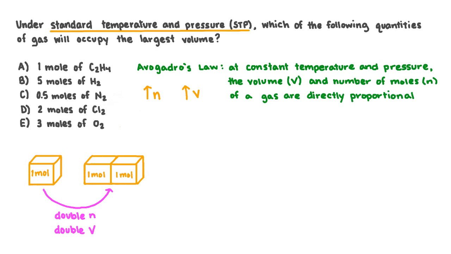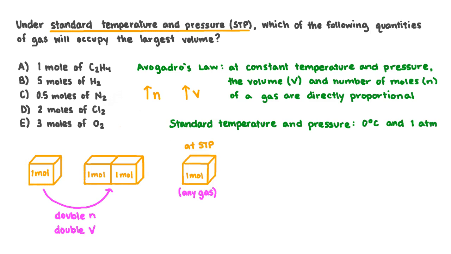All of the gases in this question are under standard temperature and pressure, or STP. Standard temperature and pressure are 0 degrees Celsius and 1 atmosphere, respectively. At STP, 1 mole of any gas will occupy a volume of 22.4 liters. Doubling the number of moles of gas will double the volume.